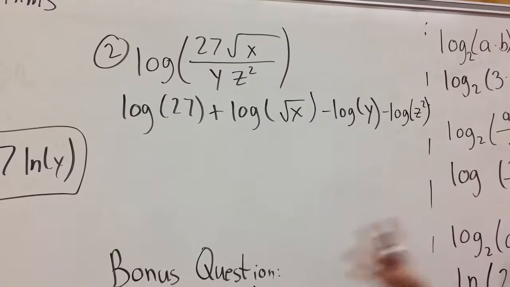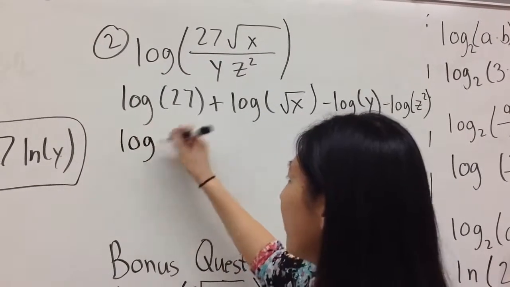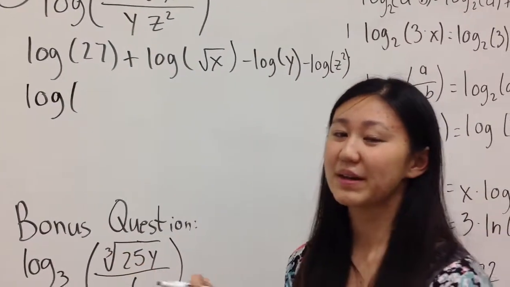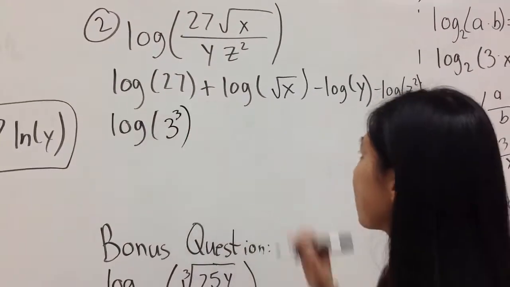Alright, now we're going to break stuff up a little bit more. So it's going to be log. Now I can write 27 as something with a power. I can write it as 3 to the 3rd power. So I'm going to do that. It's going to be 3 to the 3rd power here.